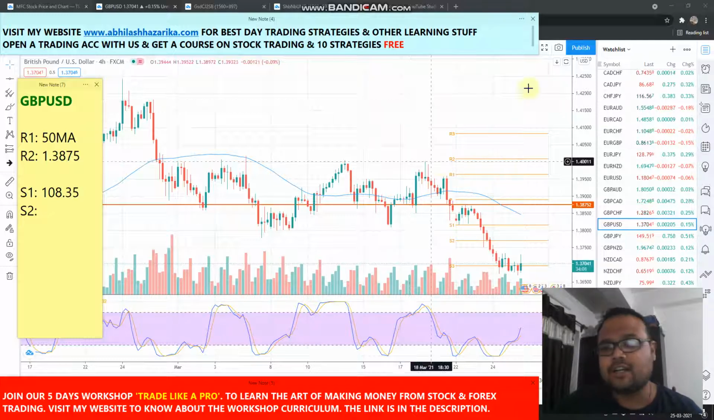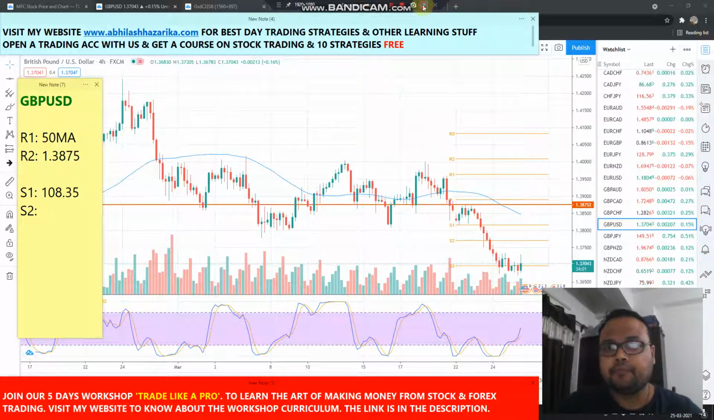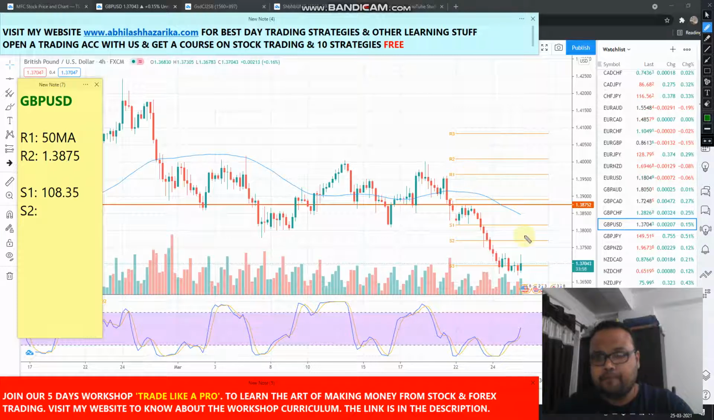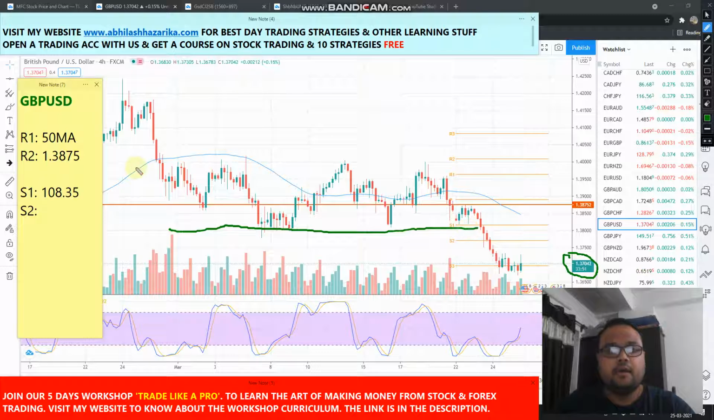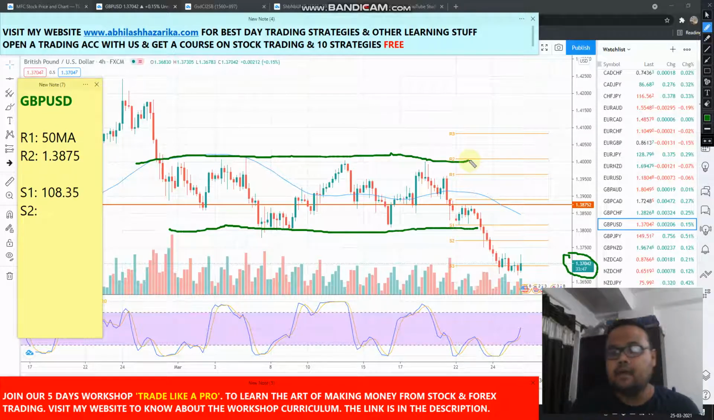So let's jump to the chart then. You can see that the current market price is 1.3704. As we all know, the market was in a range, and right now the market is trading below the previous support. As of now there is no such support available or seen on the market. Any good extreme support is not available as of now.